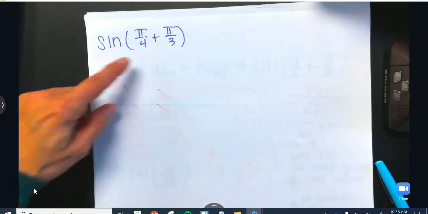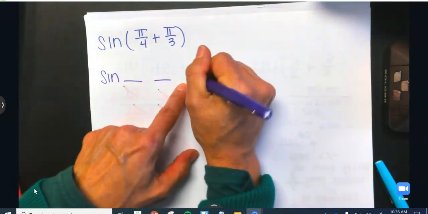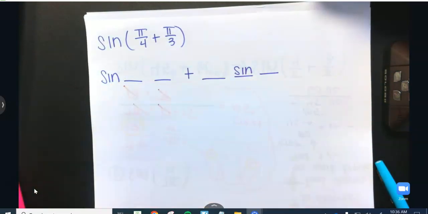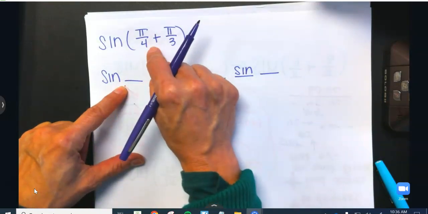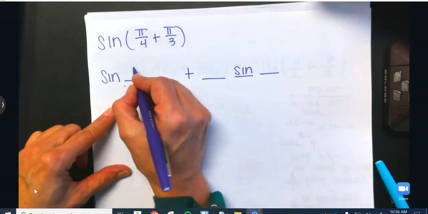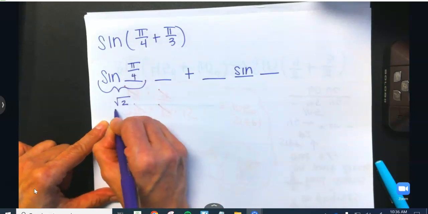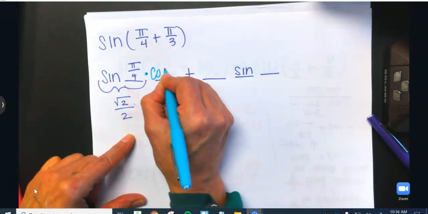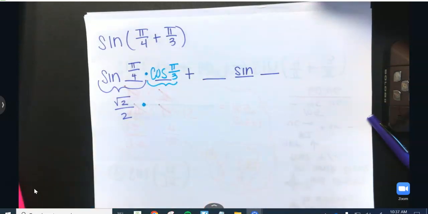Okay, sum of sine. Sine is first. Guys, remember sine is not a liar, and it always ends with sine. It starts with sine and it ends with sine. So remember, it's going to be the sine value of pi over 4. You know that. What's the sine value of pi over 4? Yeah. So on your next line underneath it, write square root 2 over 2 times cosine of pi over 3. You know that. What's cosine of pi over 3? Sure enough.